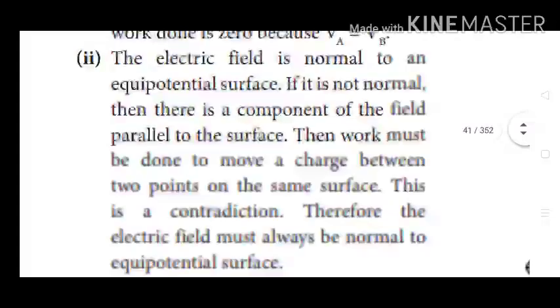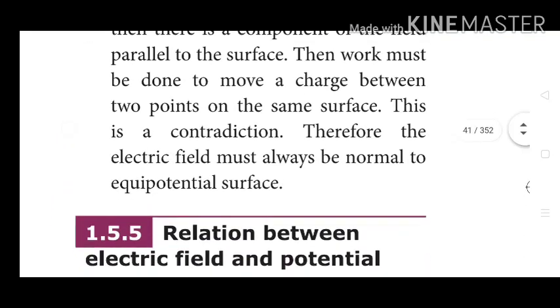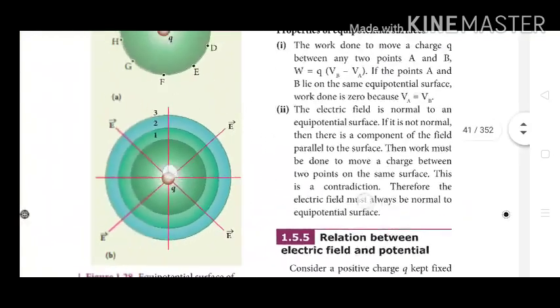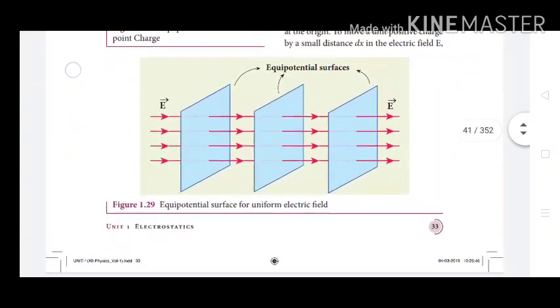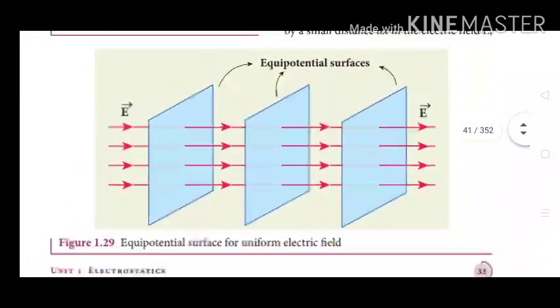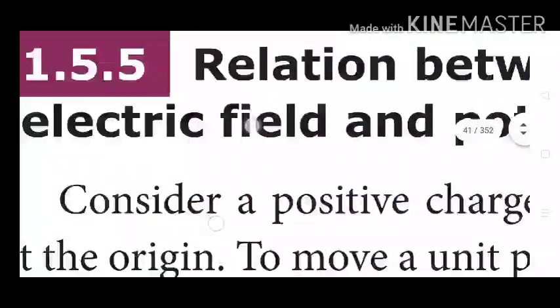The electric field is normal to an equipotential surface. If it is not normal, then there is a component of the field parallel to the surface. Then work must be done to move a charge between 2 points on the same surface. This is not possible. This is a contradiction. Therefore, the electric field must always be normal to the equipotential surface. We'll see this concept from the diagram. See the diagram. So the field and the electric lines of force are perpendicular to the equipotential surface.